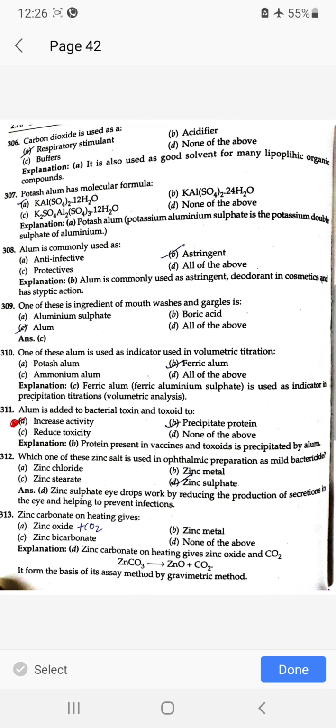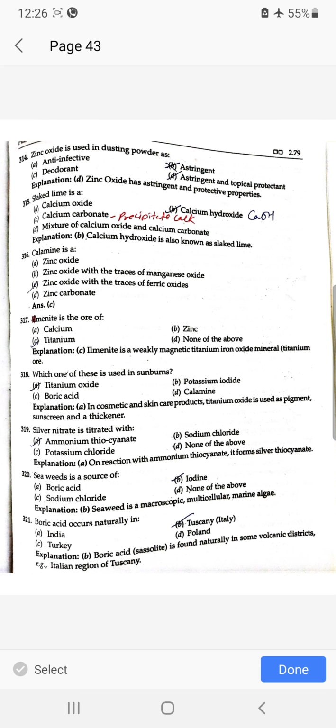Zinc carbonate on heating gives zinc oxide plus CO2. Zinc oxide is used in dusting powder as an astringent and topical protectant. Slaked lime is calcium hydroxide. Calamine is zinc oxide with traces of ferric oxide. Hematite is the ore of iron. Which one of these is used in sunburns? Titanium oxide.